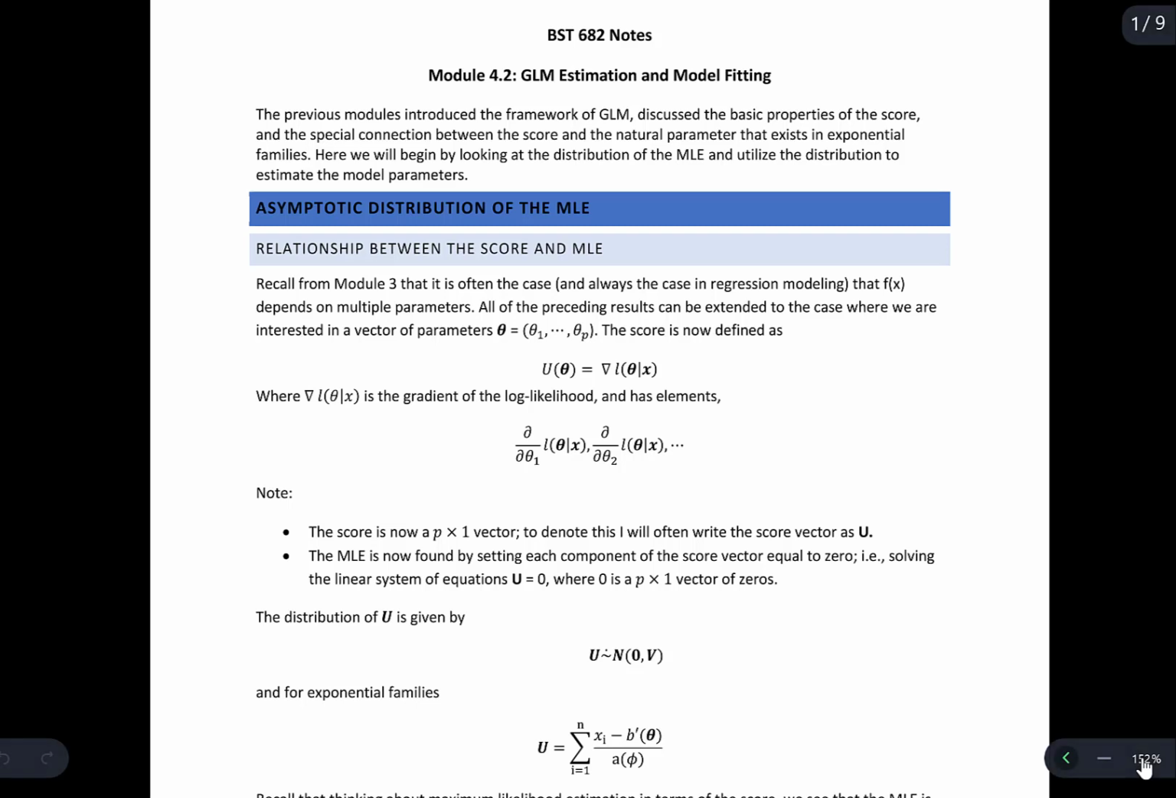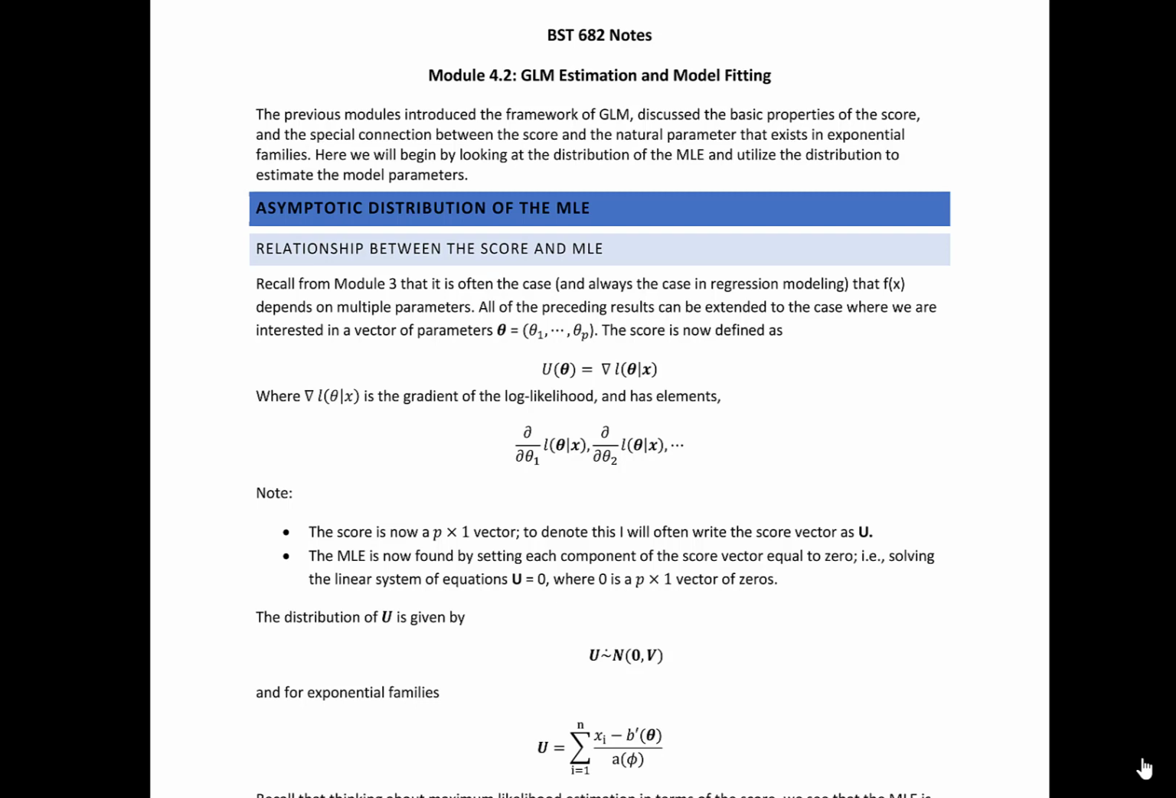In this set of notes, we're going to look at GLM estimation and model fitting. What we're going to do in this set of notes is look at a lot of the theory that goes in behind this. Later on in the course, we're going to focus more on the applications and specific types of GLMs.